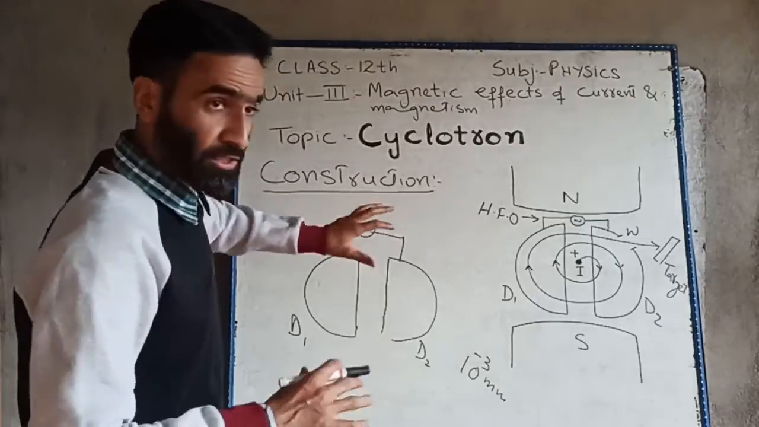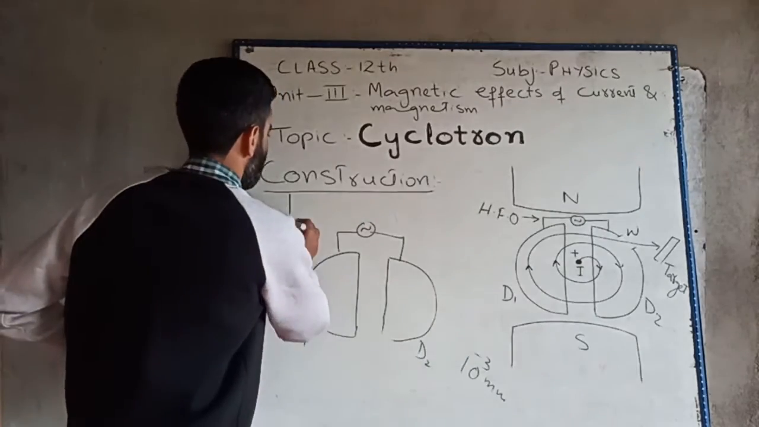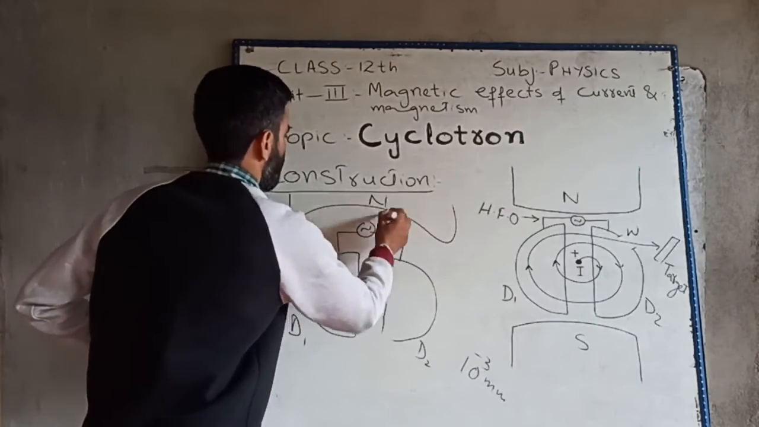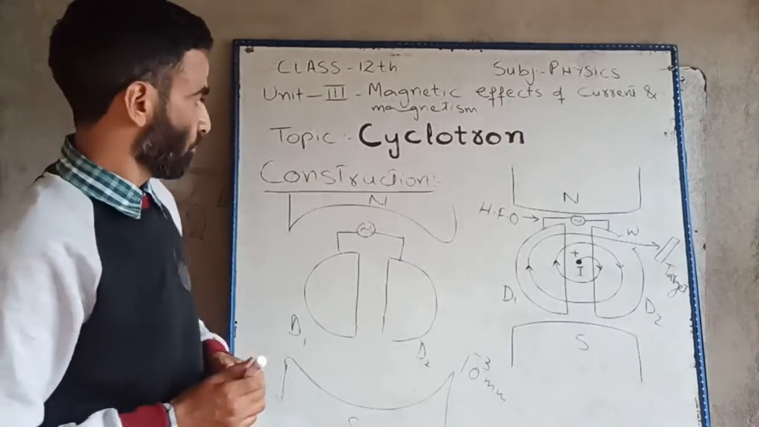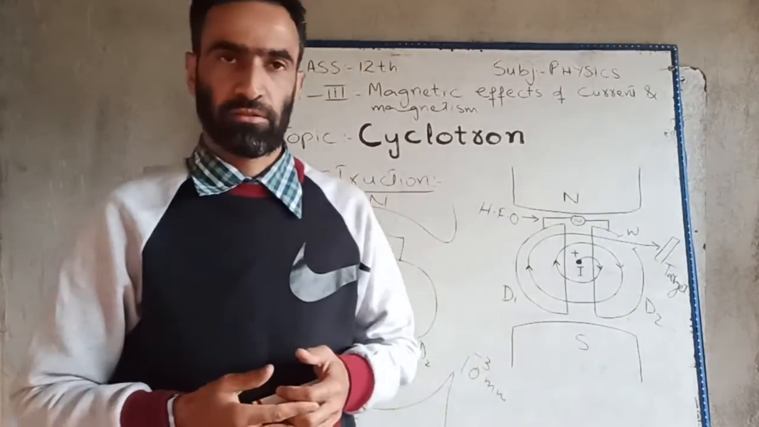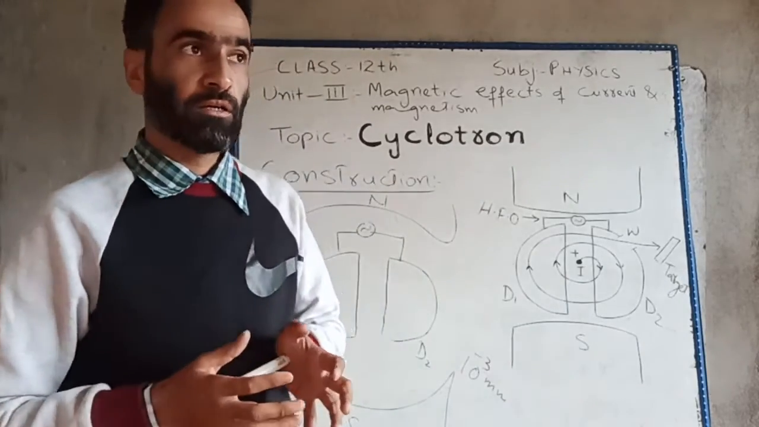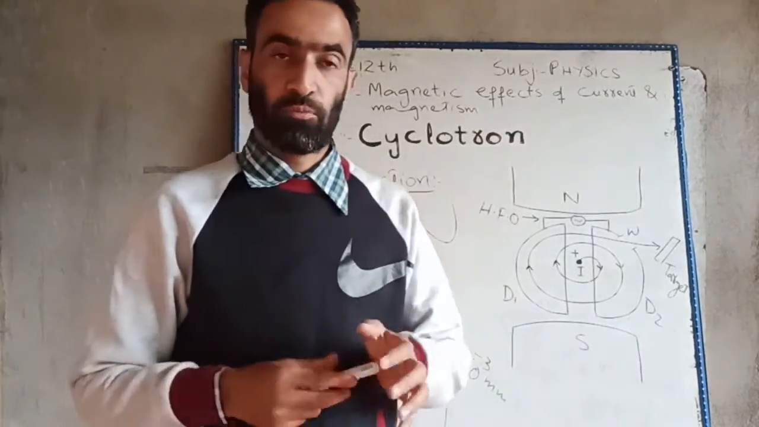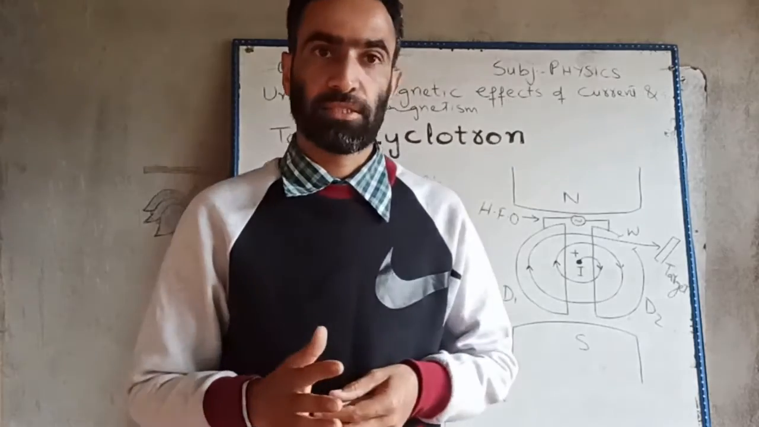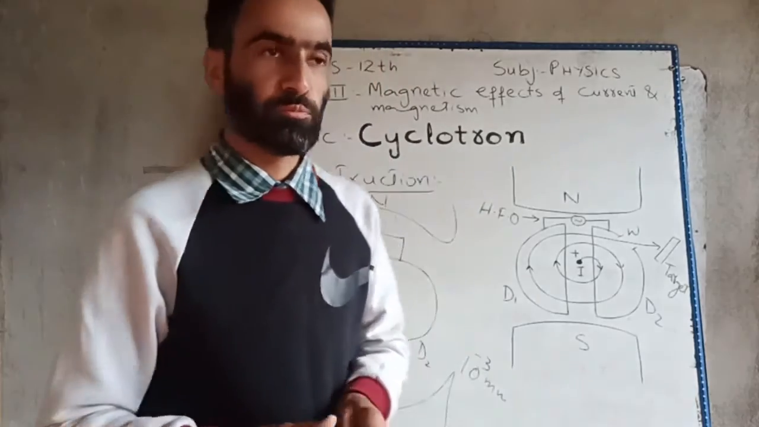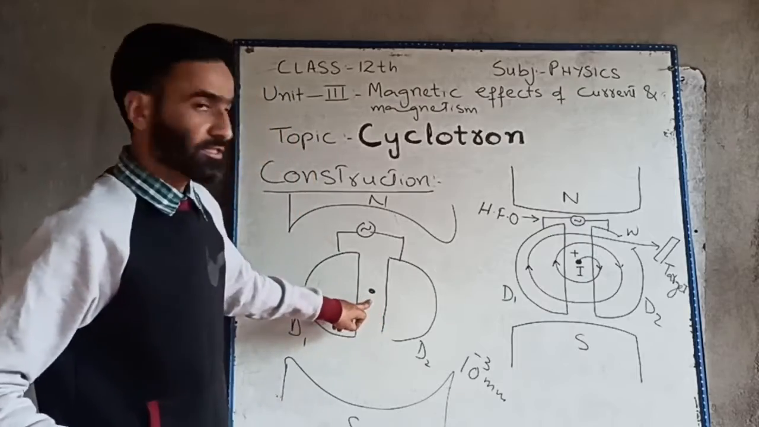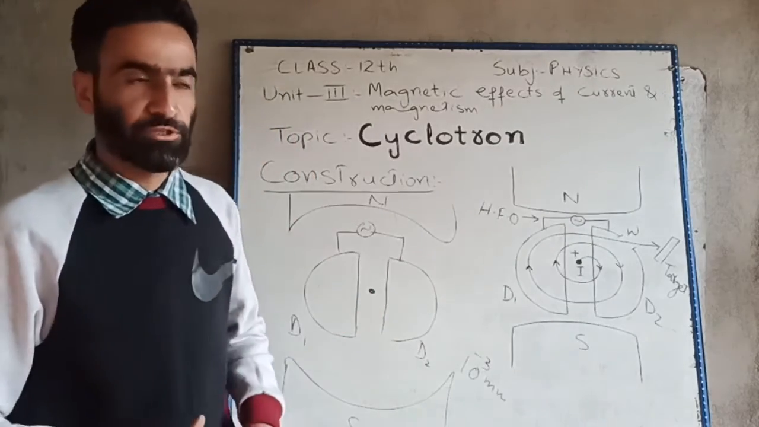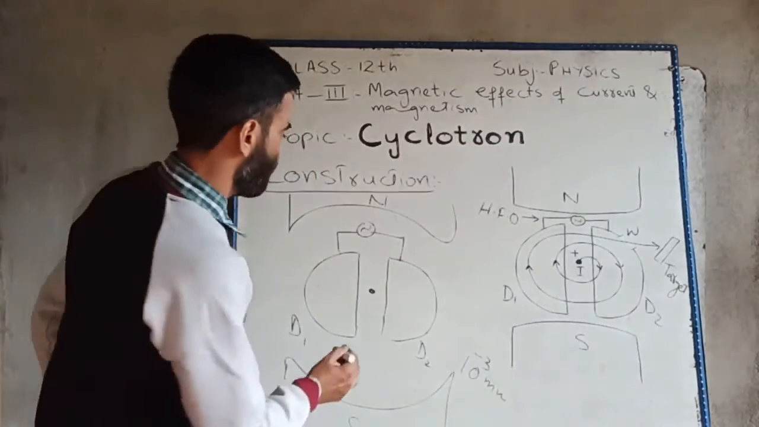Then the whole system is again placed between two strong magnetic poles, north pole and south pole, in order to provide the magnetic field. The next thing: the source of the positively charged particles which are to be accelerated is placed over here. This is the source of the charged particles which we are going to accelerate. Let it be denoted by I.